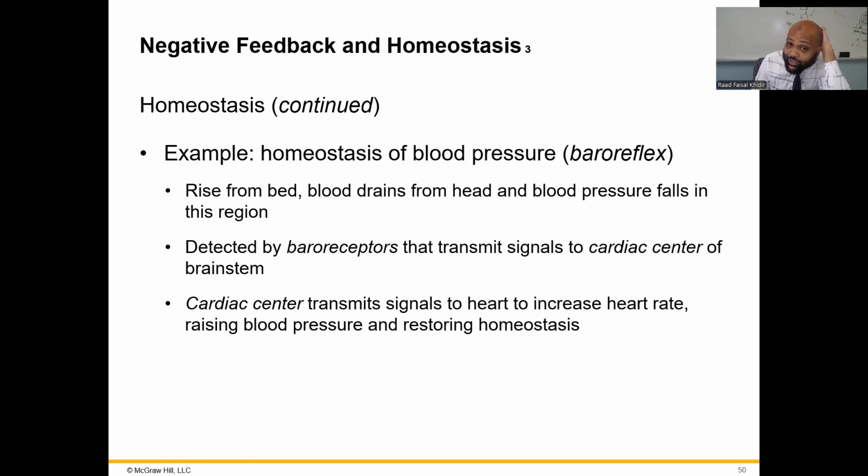Okay, so what happens when the blood pressure falls? Now we're dealing with hypertension or hypotension? Hypotension. So there's a sensor. It's detected by the baroreceptors. These are the sensors, and they transmit a sensory input to the integrator center, known as the cardiac center of the brainstem. The cardiac center sends out an output, transmits a signal to the heart to increase heart rate. That raises the blood pressure and restores homeostasis. When homeostasis has been achieved, what do we do? We terminate, we stop. Very good.